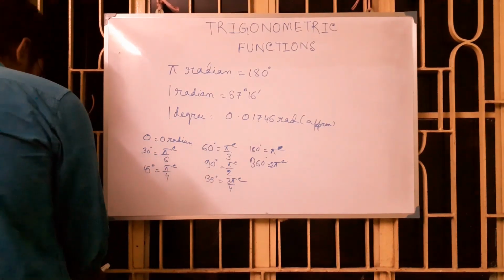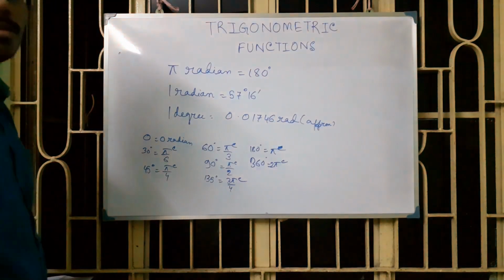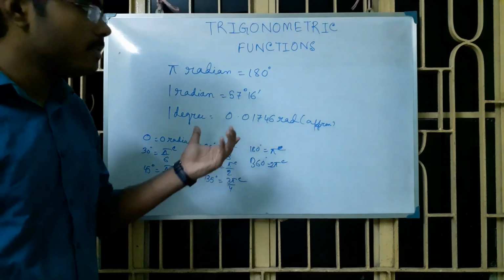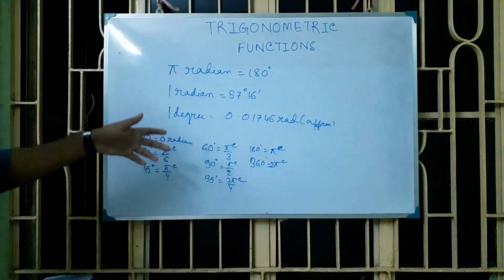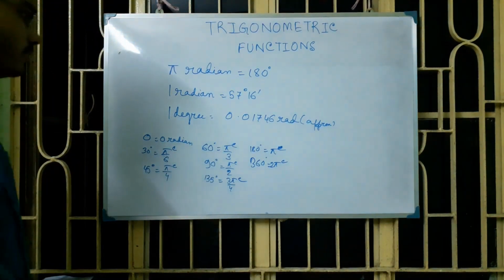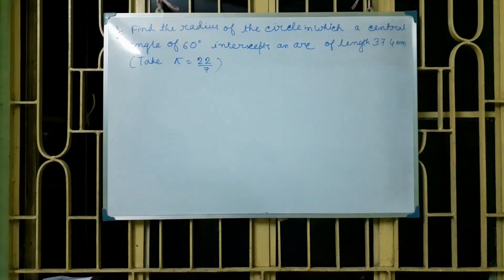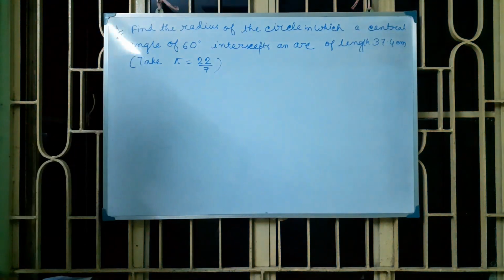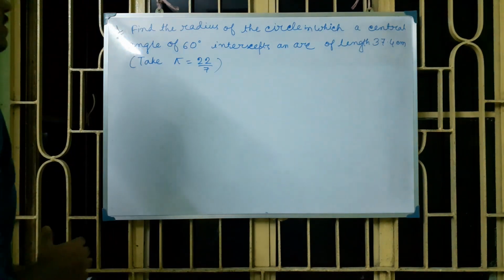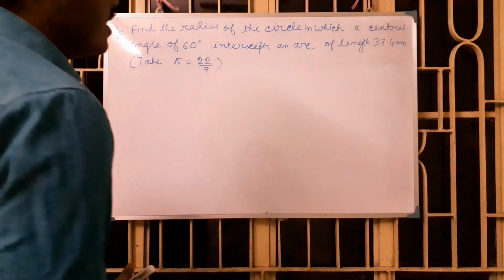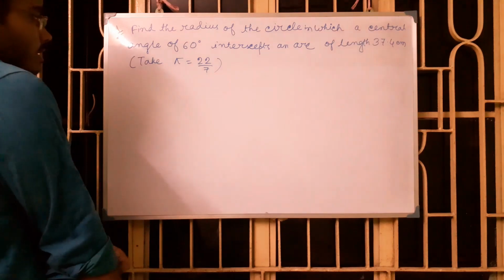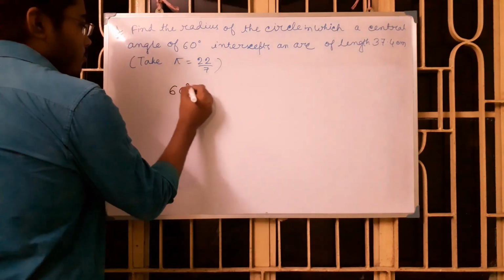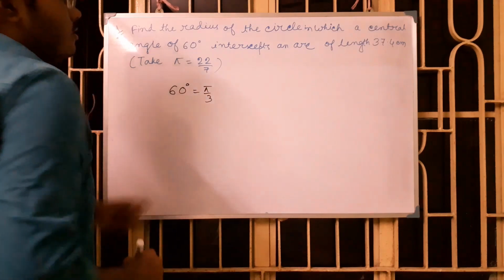Now a simple problem on S equal to r theta. How can we solve problems based on S equal to r theta? Before that, just write it down. So the first problem is, find the radius of the circle in which a central angle of 60 degree intercepts an arc of length 37.4. Just use 60 degree equal to pi by 3.